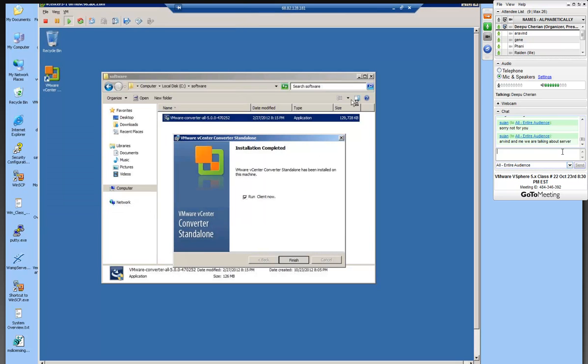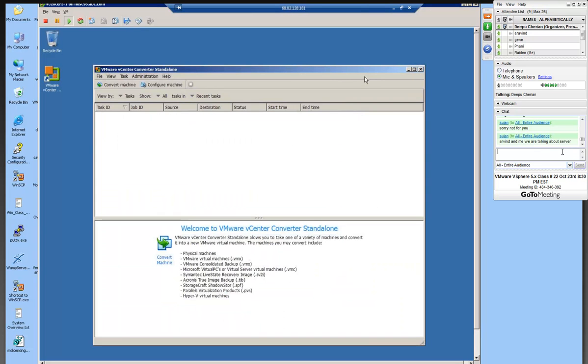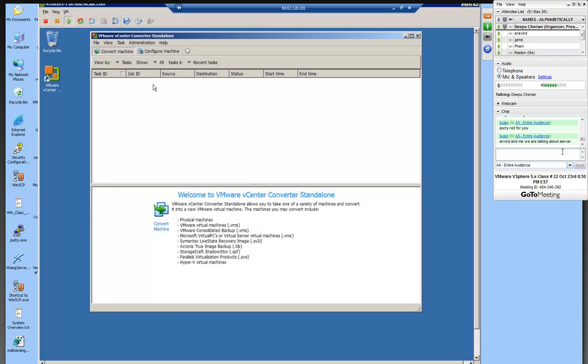Okay, so we have this installed now. Let us try to do this converter from this server. So here's the converter. I'm going to try one more time. Let's see what happens here.